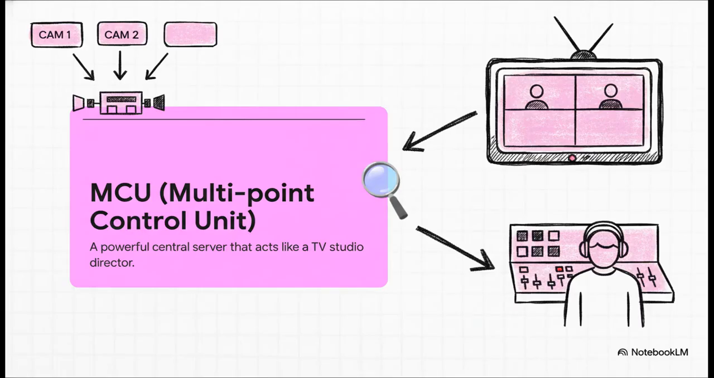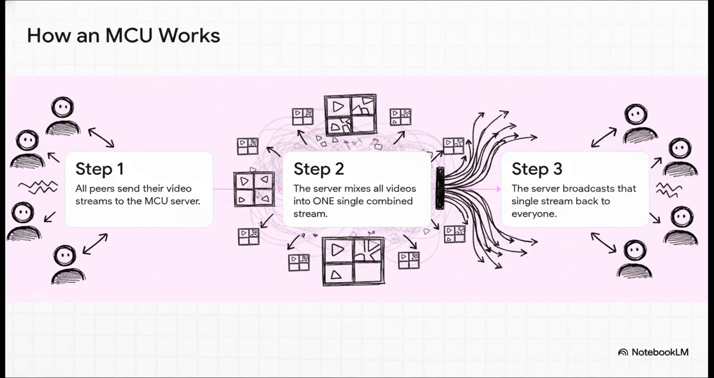And that brings us to something called an MCU, which stands for Multipoint Control Unit. And honestly, the best way to picture an MCU is to think of a director in a TV studio control room. They're taking in all the different camera feeds and mixing them together to decide what the final broadcast is going to look like. The process makes a lot of sense.